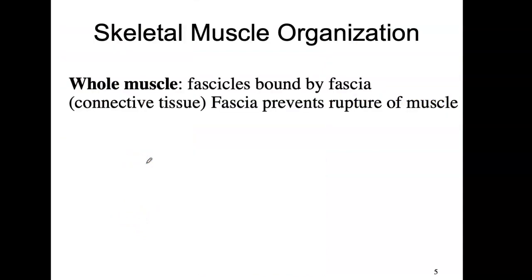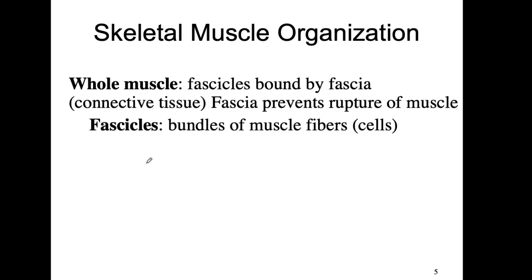How is it organized? We're going to start from big to small. So if you have one big whole muscle that you're thinking of, pick any. Within it, you're going to have fascicles that are bound together by fascia. So think of fascia, I think of it as a tape, like duct tape. If you were to take some sticks and duct tape them together, then you have this stronger structure. So a whole muscle is fascicles that are bound together by some sort of tape, by some fascia. And I'll show you in pictures.